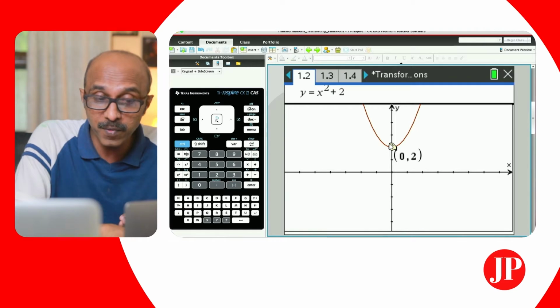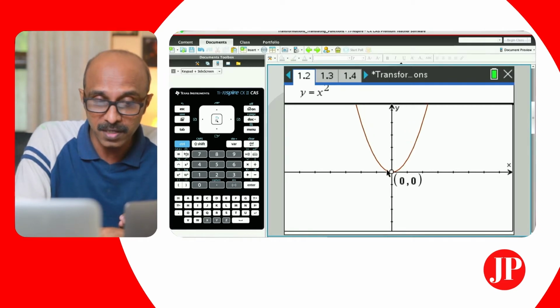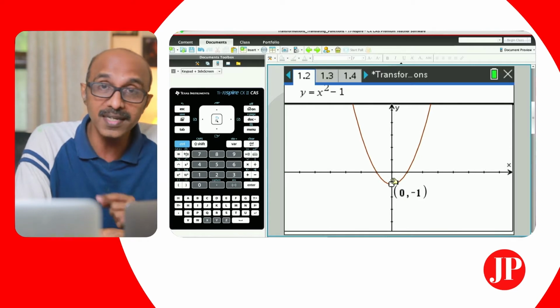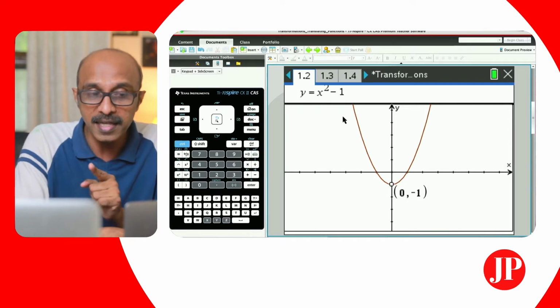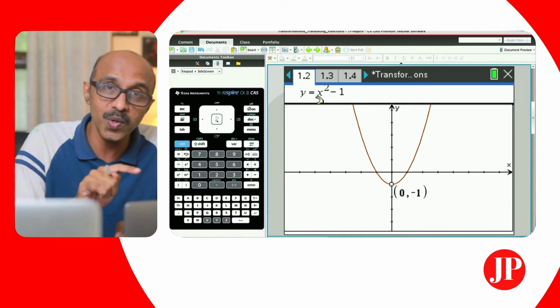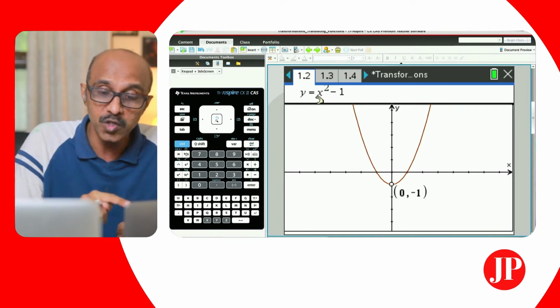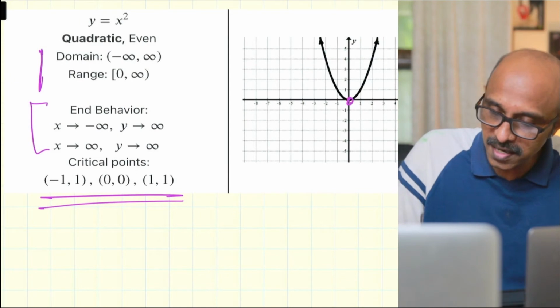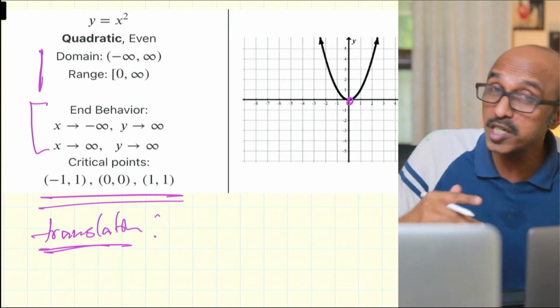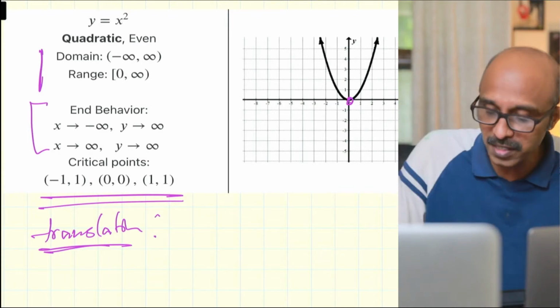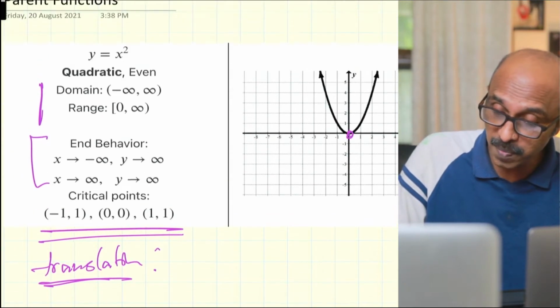And in the same way, if the vertex goes down from 0, 0, translating vertically down, you can see that it is 0, negative 1, and the equation becomes y equals x squared minus 1. So make a note that translation is a transformation. Translation is just a shift, and we're talking about a vertical shift here for the parent function.